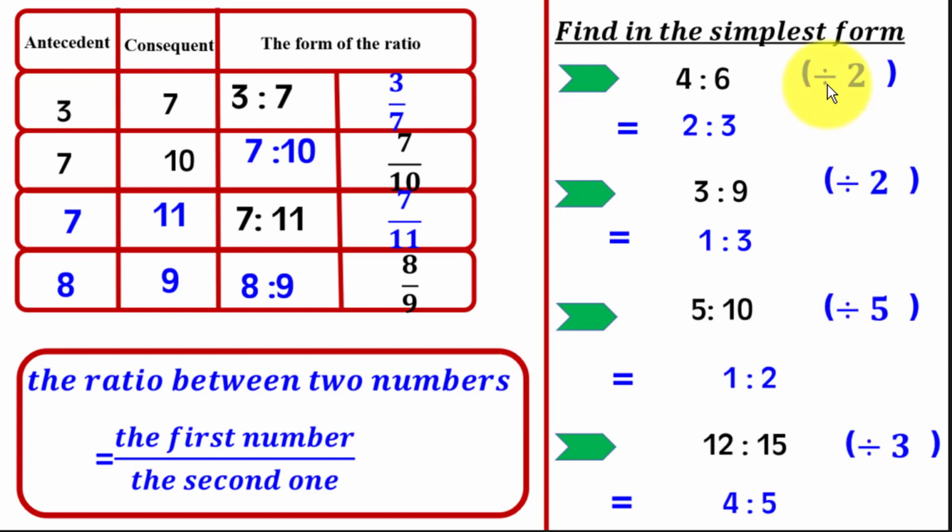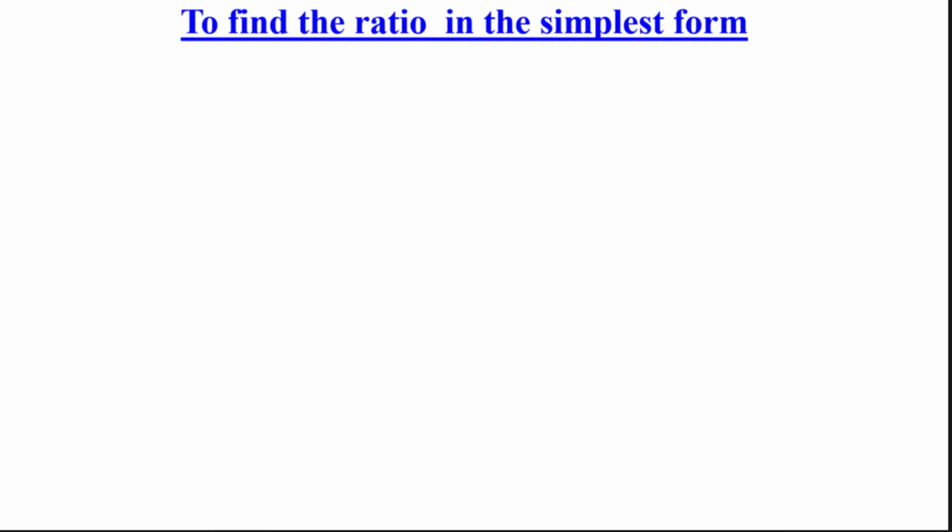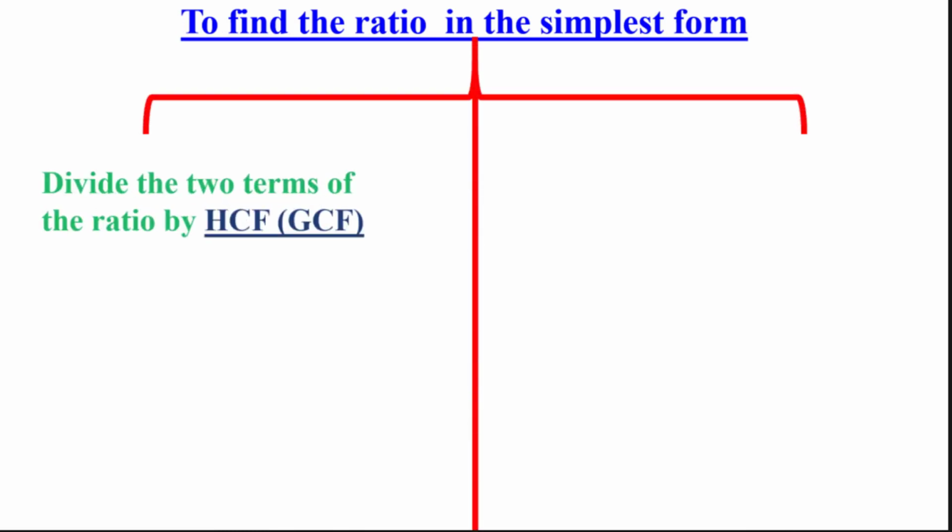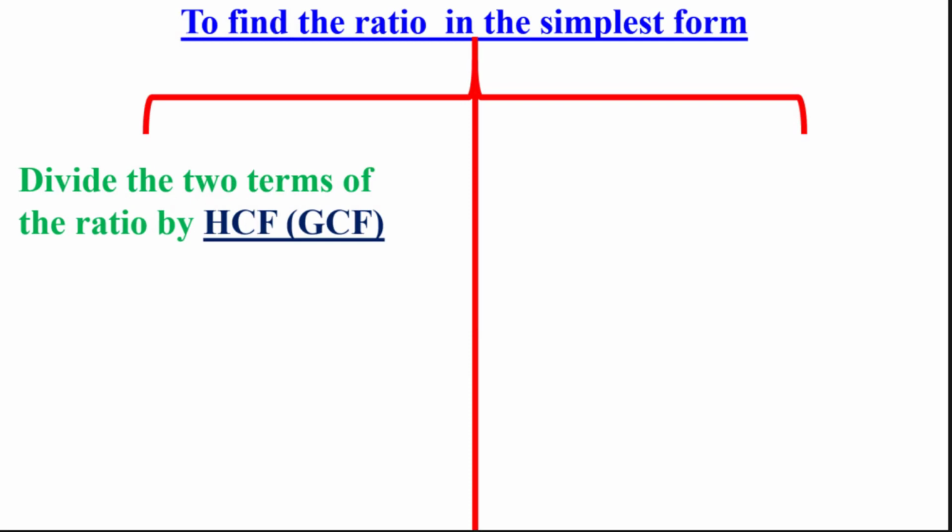So to find the simplest form of the ratio, just cancel out the common factors between the two terms of the ratio. To find the ratio in the simplest form, we have two ways. The first way: divide the two terms of the ratio by the HCF, the highest common factor, or GCF. The second is to cancel out common factors.